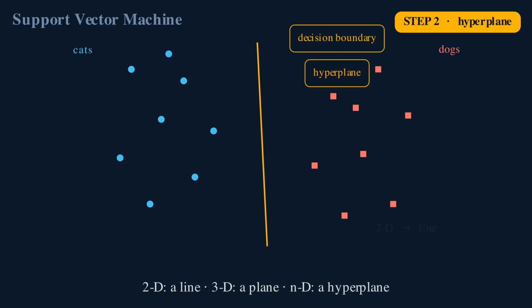In 2 dimensions, it appears as a line. In 3 dimensions, it becomes a plane. In higher dimensions, the same idea still applies.